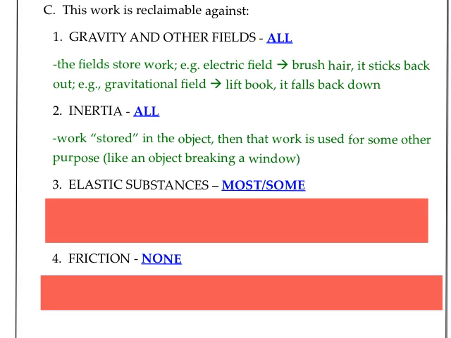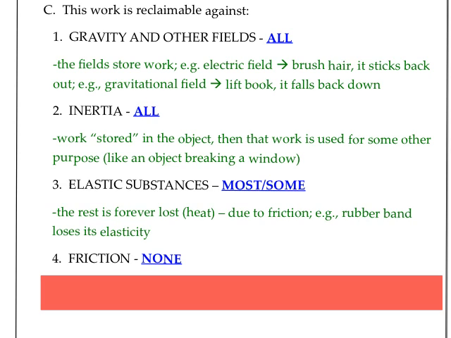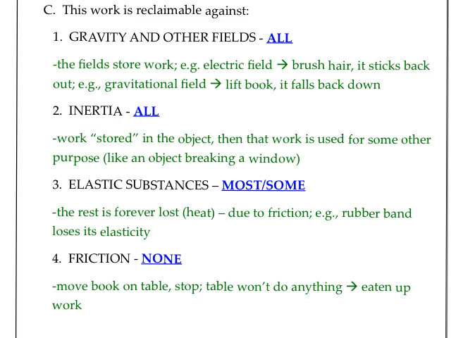Now, for elastic substances, you notice that the amount changes from all to most or some. That's because most elastic substances are going to lose their elasticity over time. So we can't quite get everything back that we put into it. And then lastly, with friction, this is the bad one. You cannot get anything back from friction. So if I were to push something forward and slide it along a table and let go, there's no way that that object's going to return back to me in any way. So friction eats up all of your work.